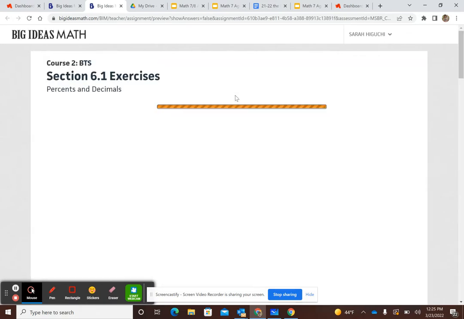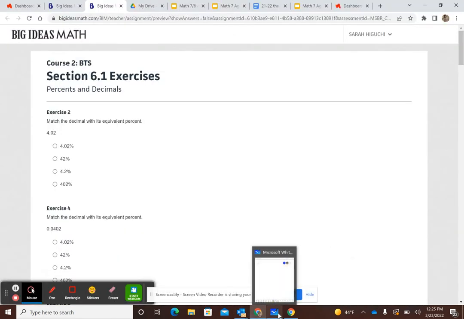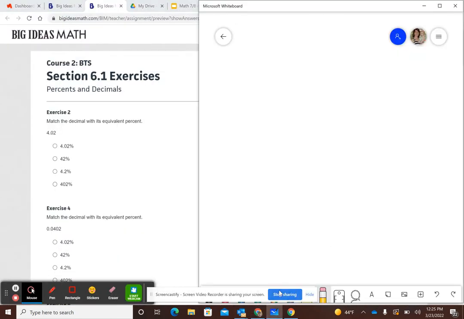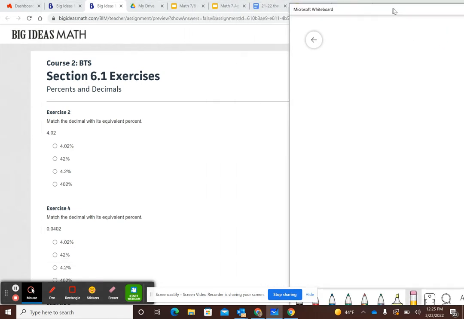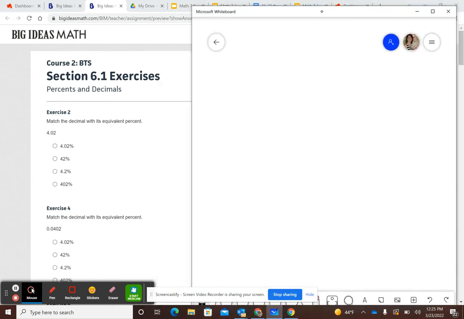Okay, so again, most of this is review, but I'm just going to go over a few examples just to make sure that you remember from sixth grade. So I'm going to use my whiteboard here. So the first question says match the decimal with its equivalent percentage. If I'm given a number that is a decimal or has a decimal, and I'm asked to rewrite it as a percentage, like in this one, all I really need to do is to take that number and multiply it by 100.